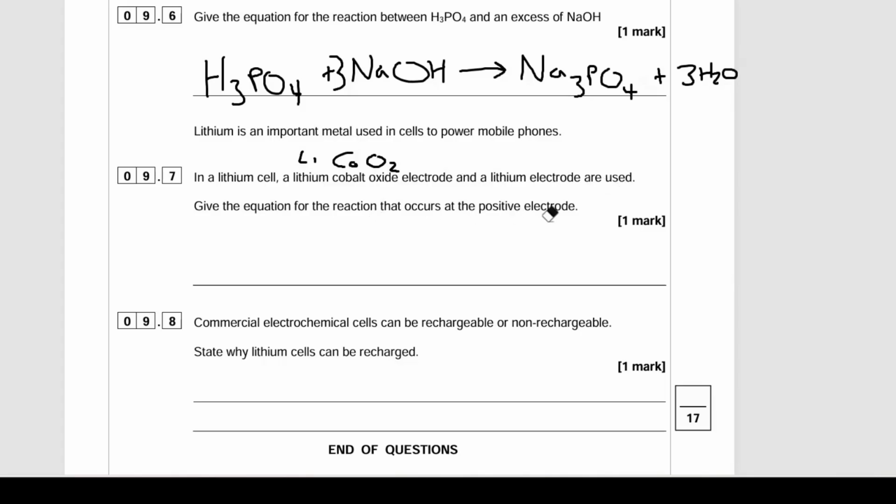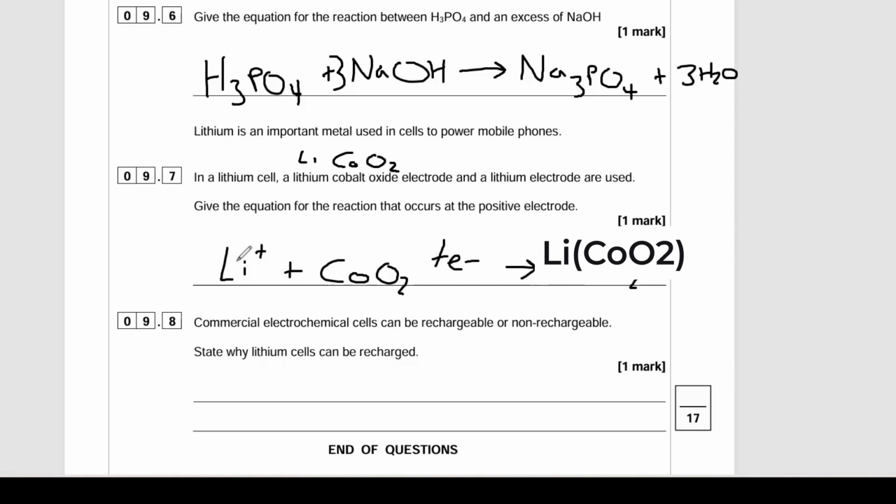Give the equation for the reaction that occurs at the positive electrode. Okay, so we're going to get lithium ion going to a cobalt dioxide, and an electron, and together, oh my gosh, check out that plus. That's a big one, as the bishop said to the nun. Right, and that is going to give us lithium cobalt oxide with a minus charge. Actually, I should show that plus and that as minus. And that'll do the trick.